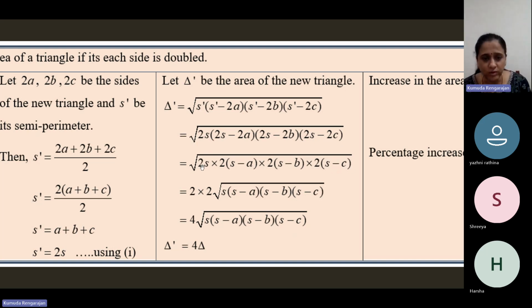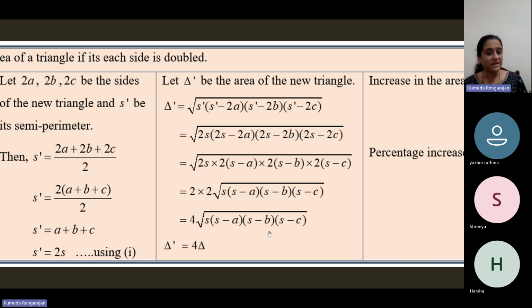Now, how many 2's under the square root? 1, 2, 3, 4. 4 2's under the square root. So 2 2's will come out of the square root. Now, what remains under the square root? This S will remain. Then this S minus A, S minus B, S minus C. All this remains. From 4 2's, 2 2's come out of the square root. So whatever remains under the square root, write them. So what remains? Square root of S into S minus A into S minus B into S minus C.